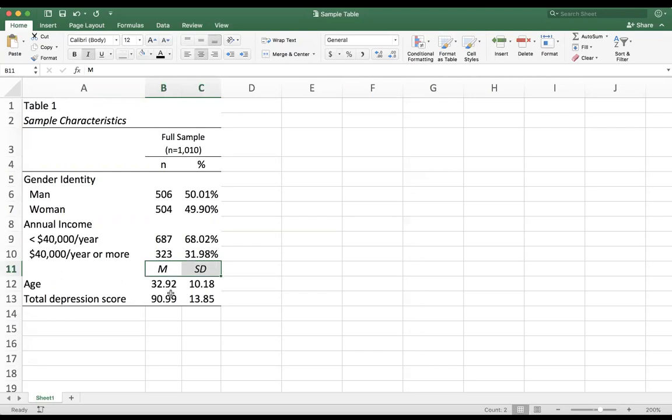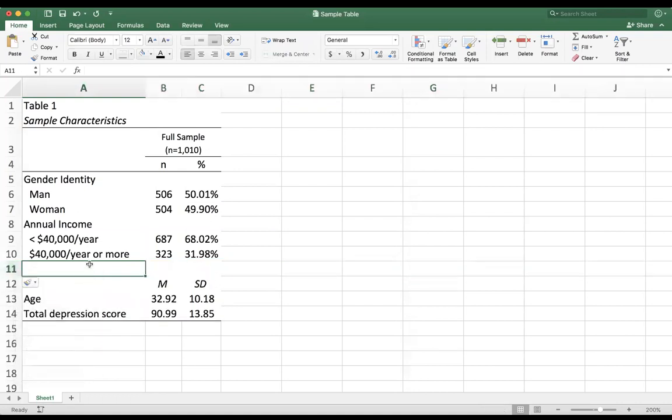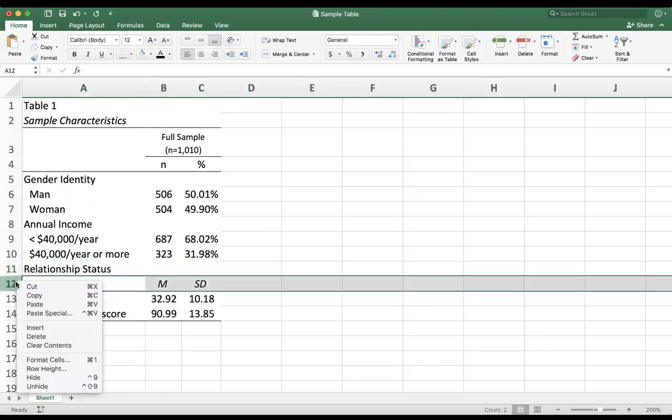So we might want to put age in there. If we measured depression, we could put that in there. Whatever you measured continuously. Go ahead and put your variables of interest in that sample table. So for example, if you're also interested in sexual esteem as one of your variables and relationship status, then you could say, up here I'm going to put relationship status here, and then you could put that in here.